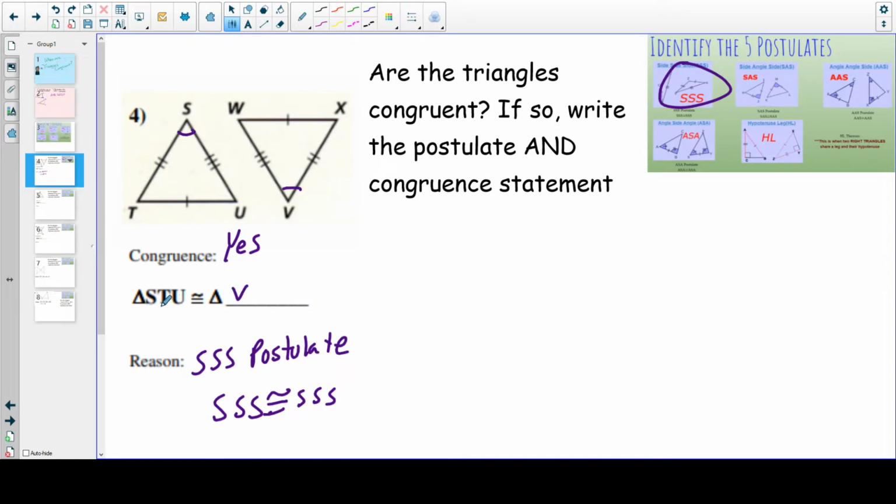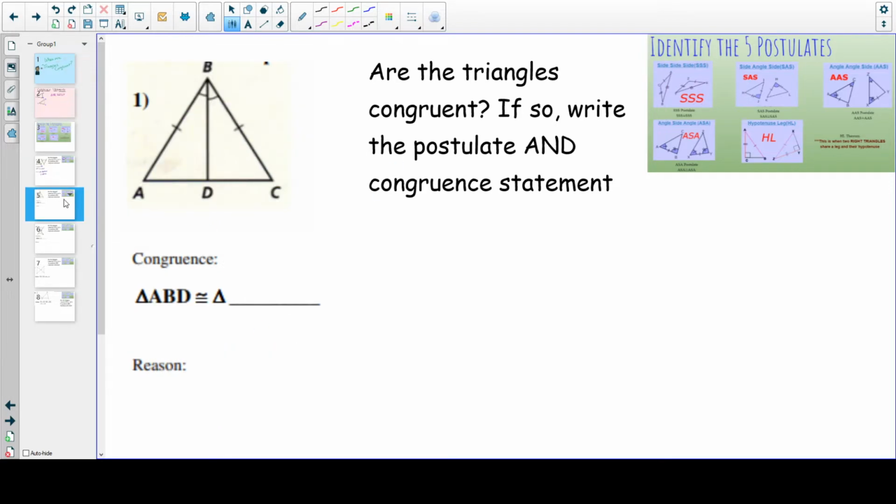You can do the same thing. Let's do T. T is in between 1 tick mark and 2 tick marks. So what's in between 1 tick mark and 2 tick marks? X. So X, and then the last one has to be W. So this would be the congruent statement.